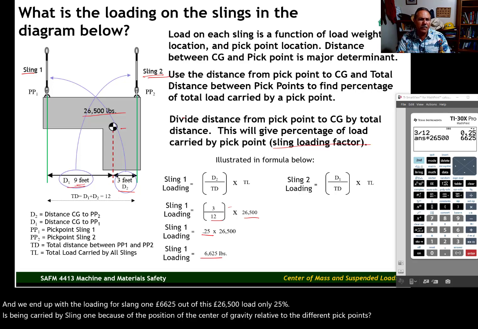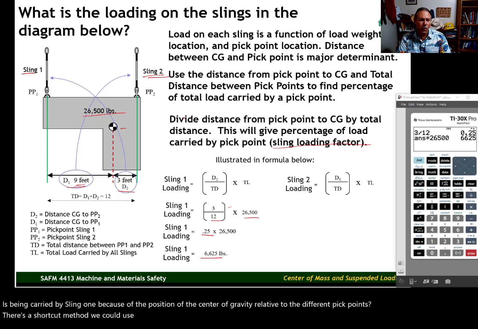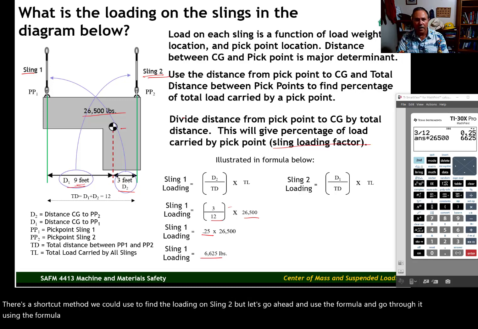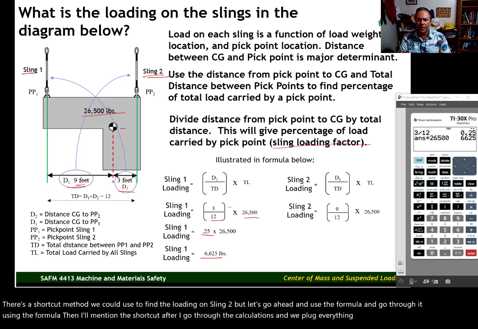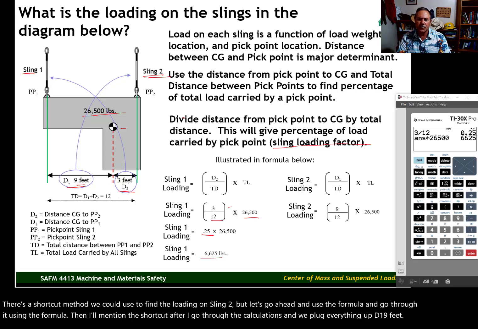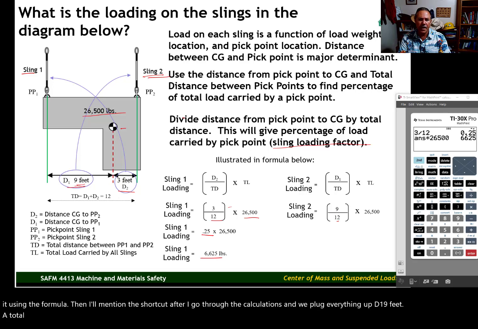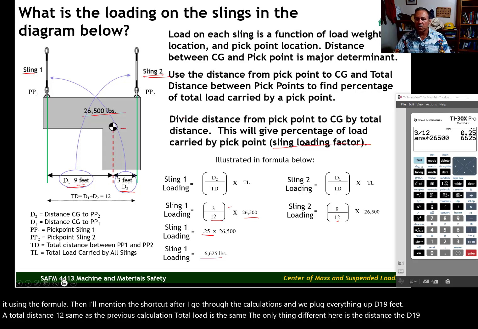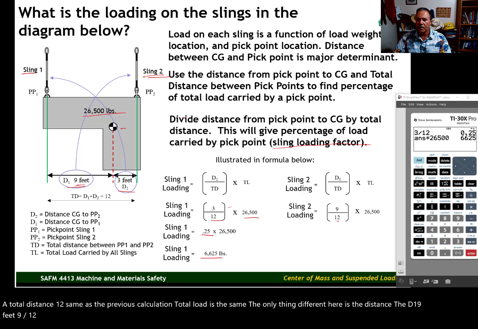Now there's a shortcut method we could use to find the loading on sling 2, but let's go ahead and use the formula and go through it using the formula. Then I'll mention the shortcut after I go through the calculations. We plug everything in. D1, 9 feet. Total distance 12, same as the previous calculation. Total load is the same. The only thing different here is the distance, the D1, 9 feet. 9 divided by 12 is 0.75.